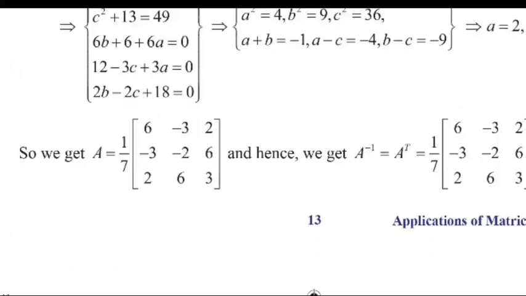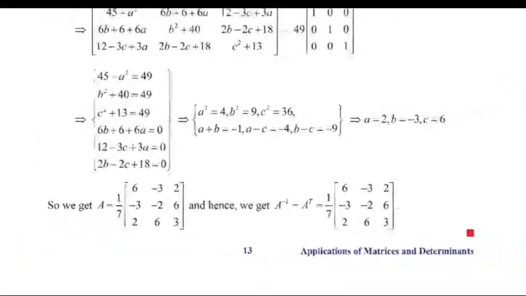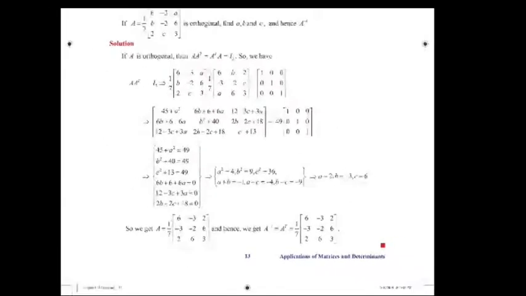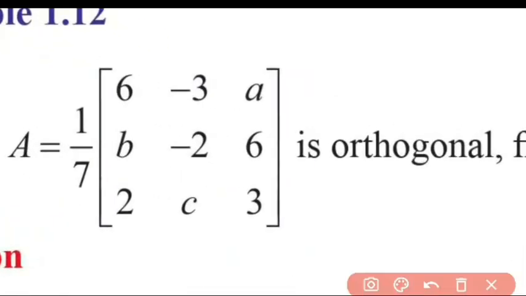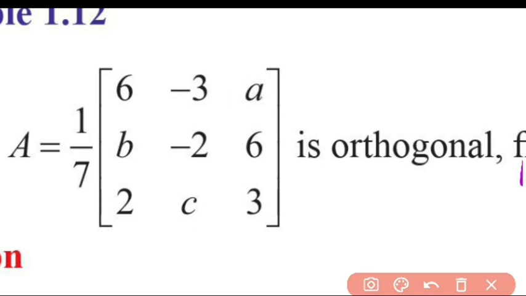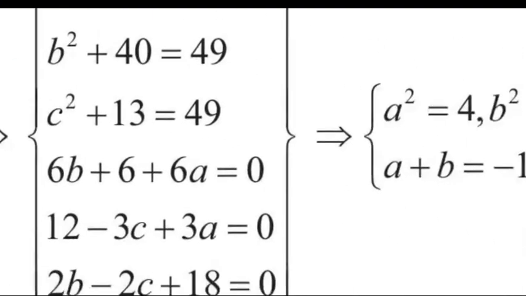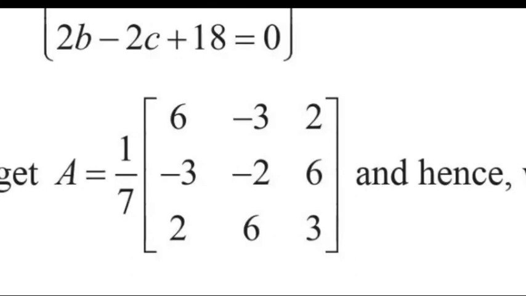So we get A equals 1 by 7 into, after we replace the a, b, c values in the question. So this is the question. We replace a value 2, b value minus 3 and c value plus 6. Then A becomes 1 by 7 into the matrix 6, minus 3, 2; minus 3, minus 2, 6; 2, 6, 3.